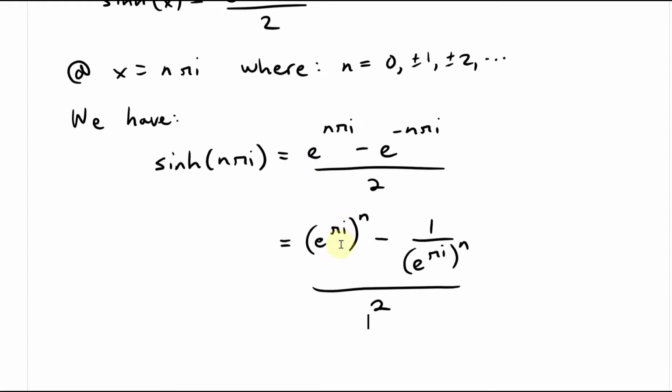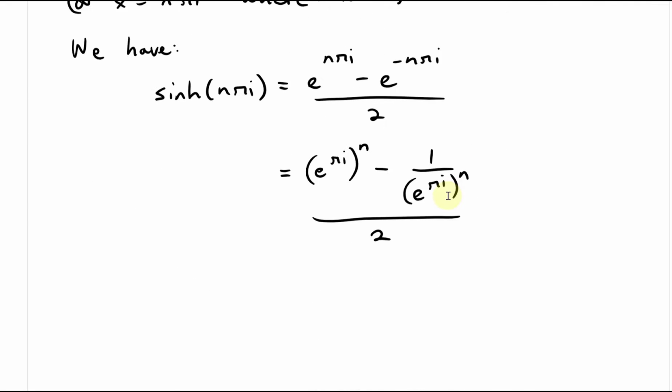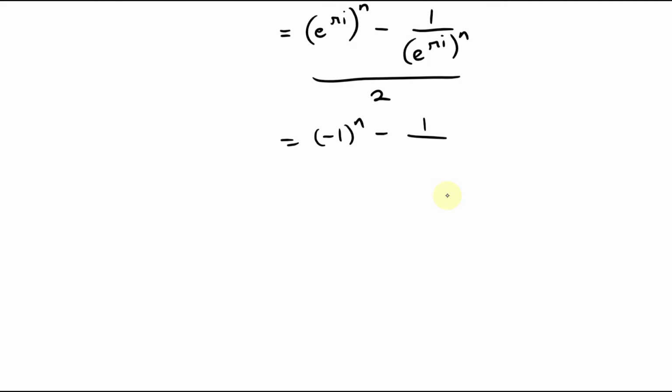And again, e to the πi, or e to the iπ, we already know that. That just equals Euler's identity right here, which is equal to negative 1. So just move it over, it equals negative 1. That means what we get is this equals (negative 1 to the power of n minus 1 over negative 1 to the power of n), and then again divided by 2.